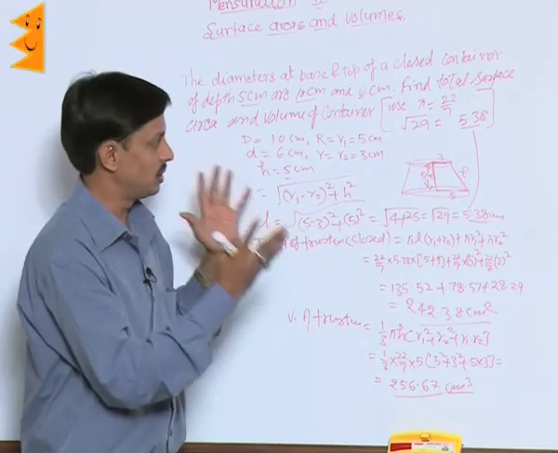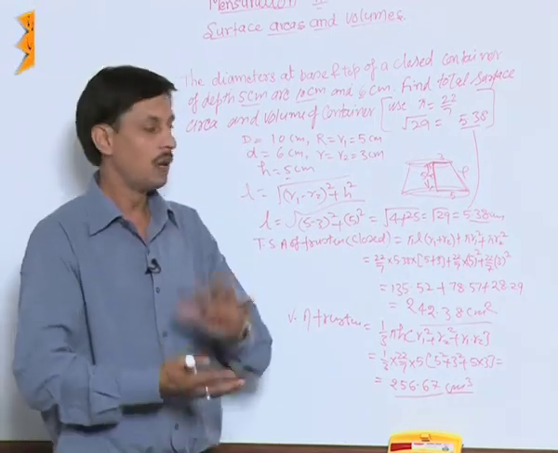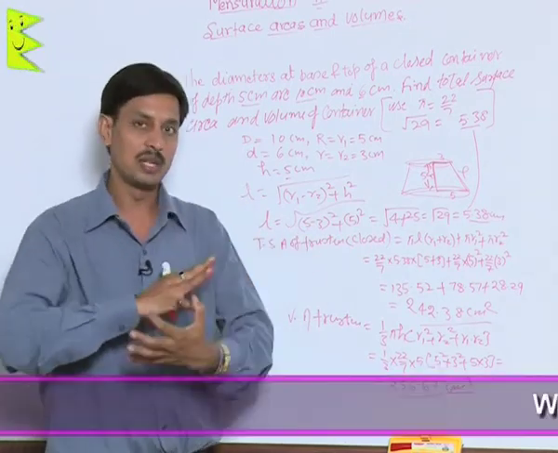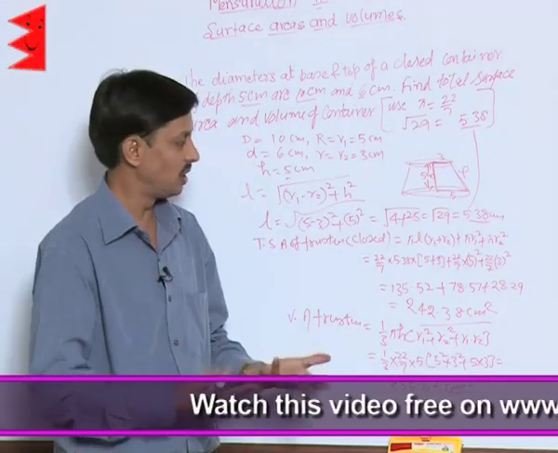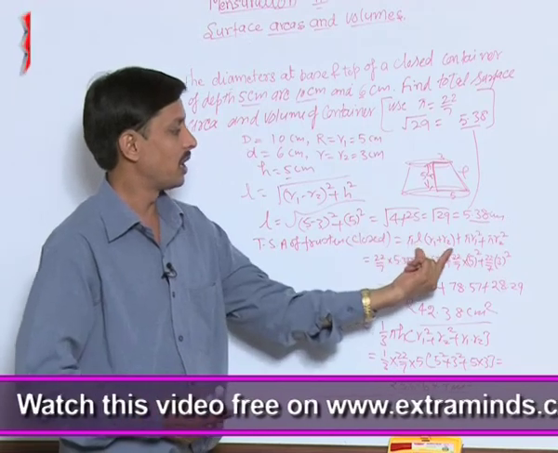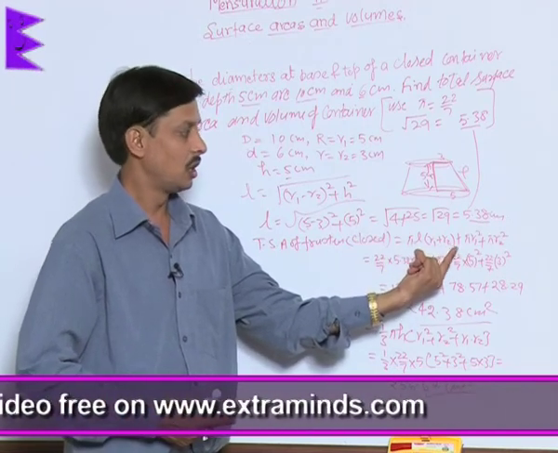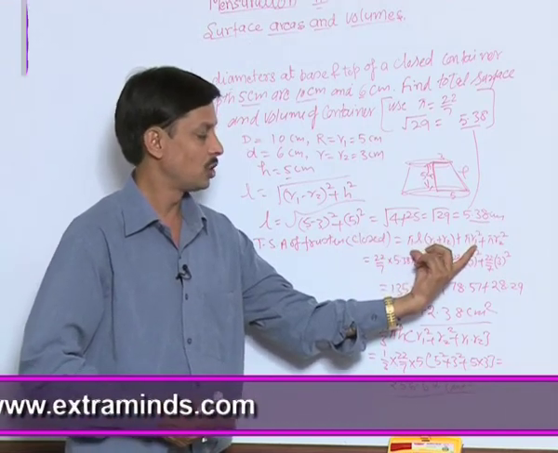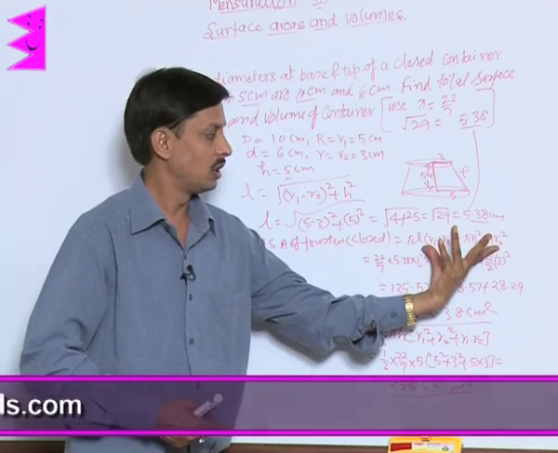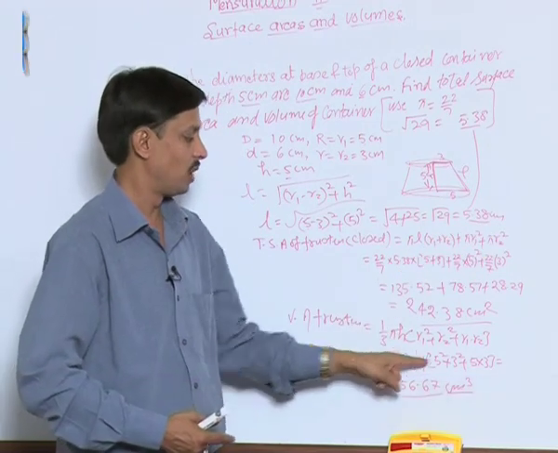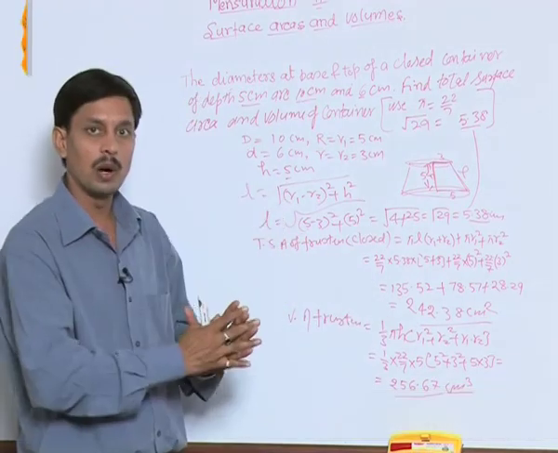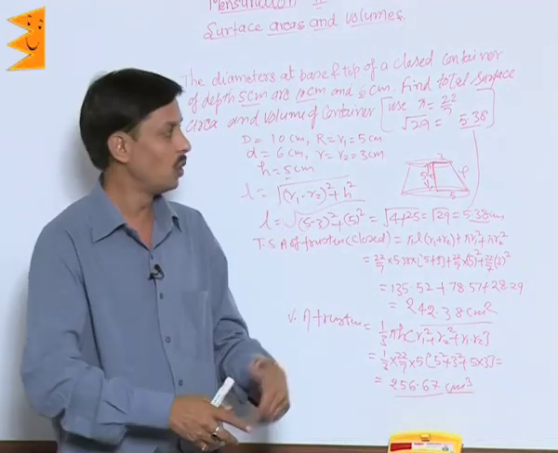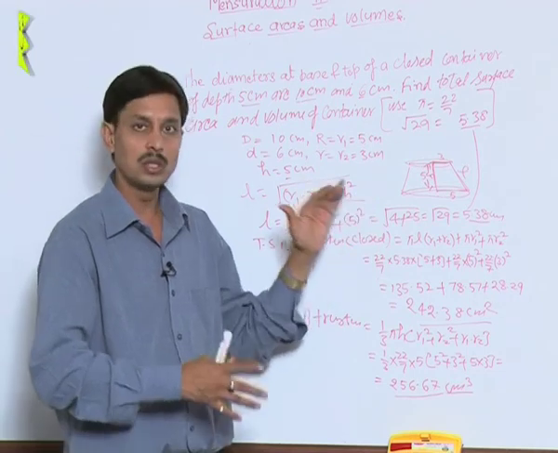So frustum is an important component where you need to remember its slant height, and you need to remember the 3-4 results. If only curved surface area, this much; with base, this much; with closed at both ends, the total; and one formula for calculating its volume. So it is all about mensuration 2, that is, closed frustum.